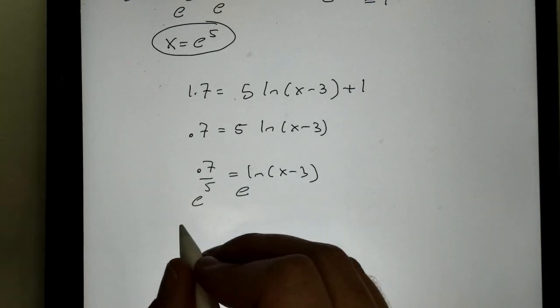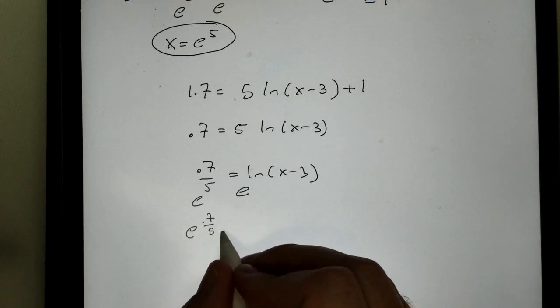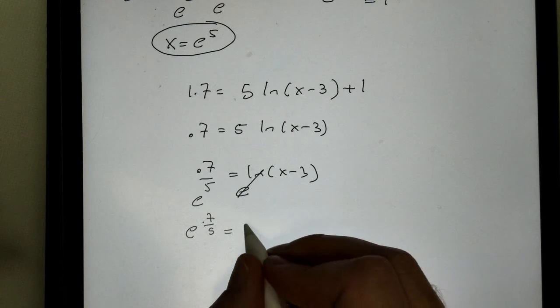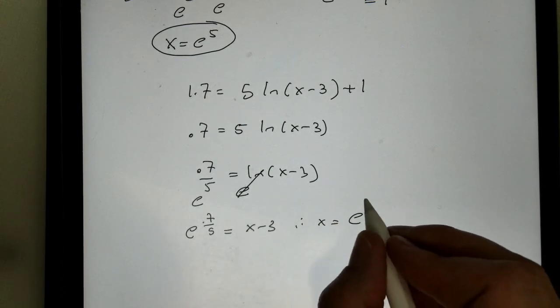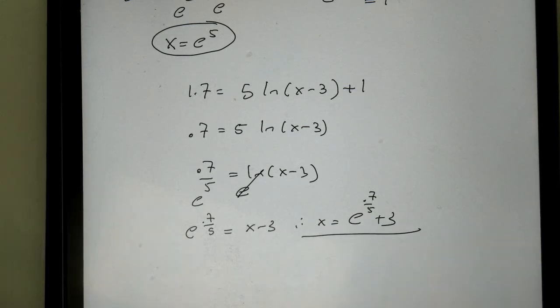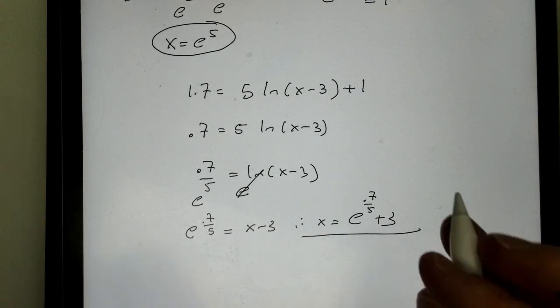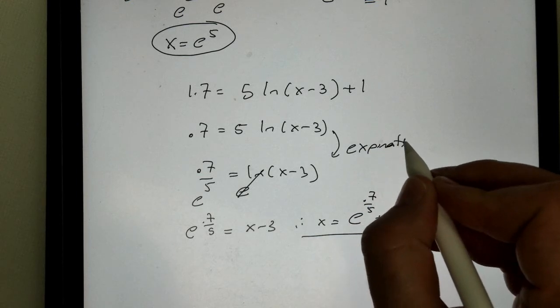Right, we're going to exponentiate. So this becomes e to the 0.7 over 5 equals, those cancel, x minus 3. So therefore, what's x going to equal? e to the 0.7 over 5 plus 3. And there's my answer right there. So exponentiation is a really, really good skill to have. We're going to be seeing it a lot this year.